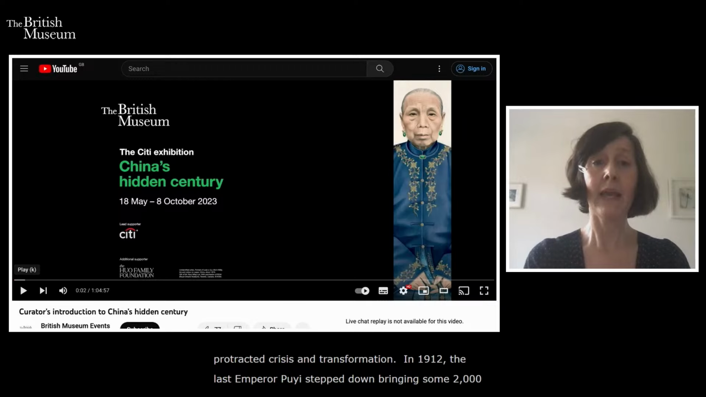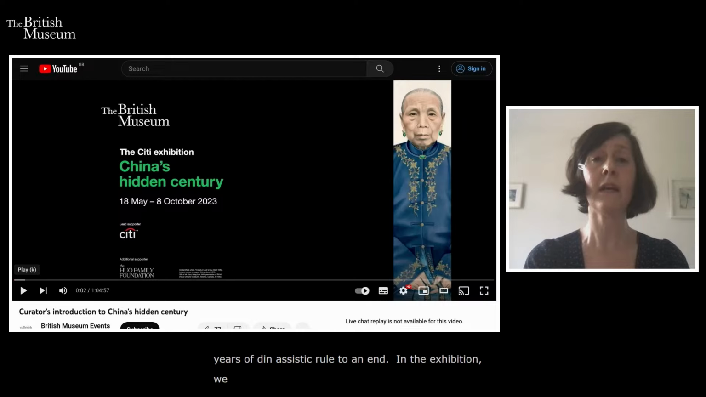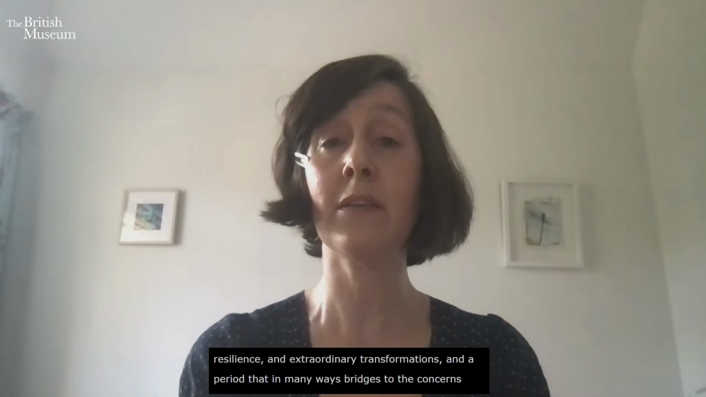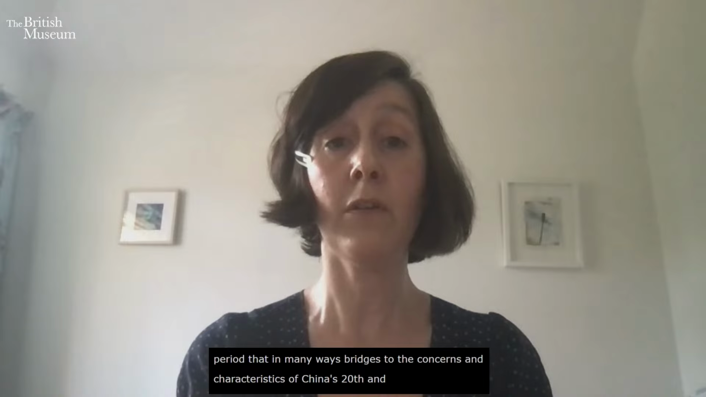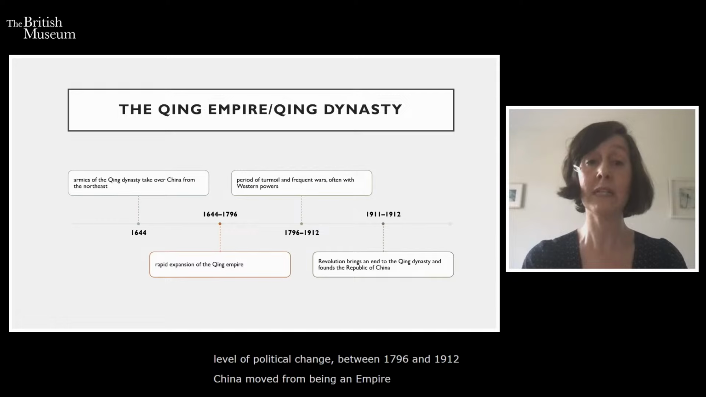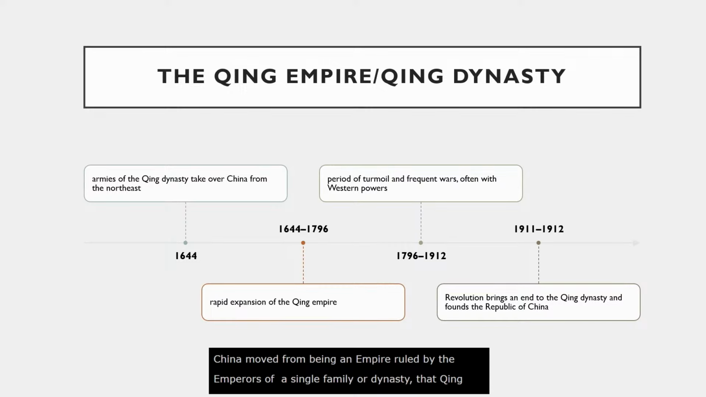And in the exhibition, we try to argue that although this was a time of profound turbulence and crisis for the Qing Empire and for China, this was also a time of innovation, resilience, and extraordinary transformations, and a period that in many ways bridges to the concerns and characteristics of China's 20th and 21st centuries. Of course, we can see how this proposition might hold on the most basic level of political change. So between 1796 and 1912, China moves from being an empire ruled by the emperors of a single family or dynasty, the Qing dynasty, to being a modern republic. And here's a quick timeline of the Qing dynasty for you to hold in mind.